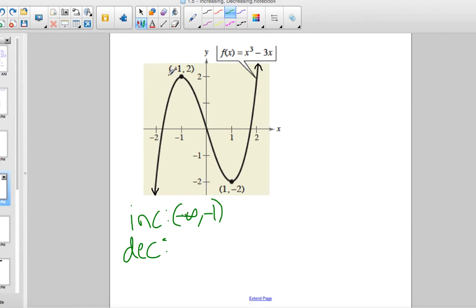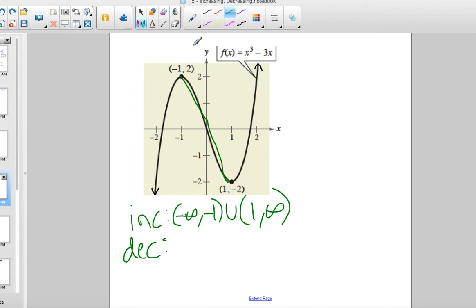But then you see another one, right? It's going to start increasing again right here at x equals 1 over to infinity, right? As long as I keep going right, it's going to keep going up. So I need a union symbol, and then from 1 to infinity. Right? So that's the intervals of increasing, here and here. Now, in between here, this little section, that's where it's decreasing, so we only need to say from -1 to 1. Again, ignore the y values.